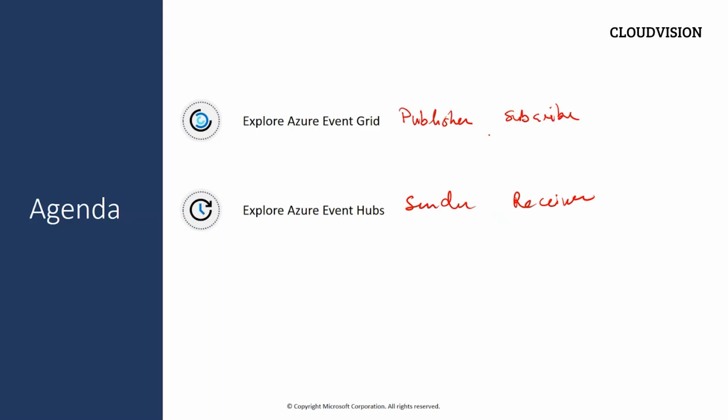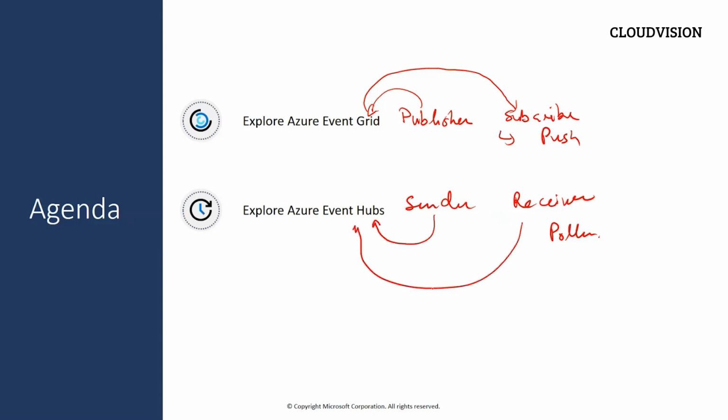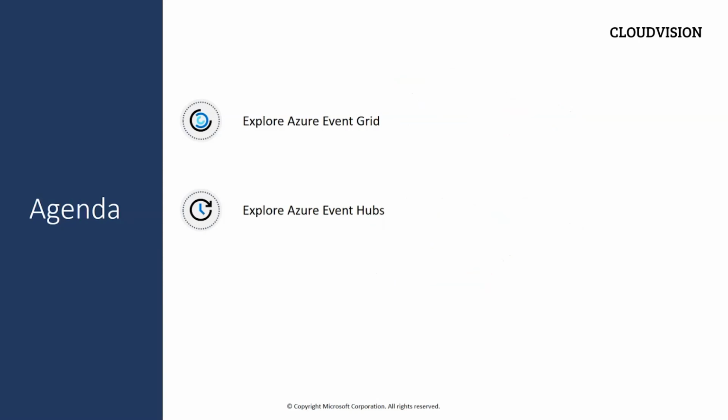Now, publisher and subscriber is based on a push-based mechanism, and sender and receiver is based on polling. Publisher will send the messages to the event grid and event grid will forward that to the subscribers. But in the case of event hub, sender pushes the messages here and receiver will send a read request and then read the messages. It will send and it will read. So this is the idea behind it.